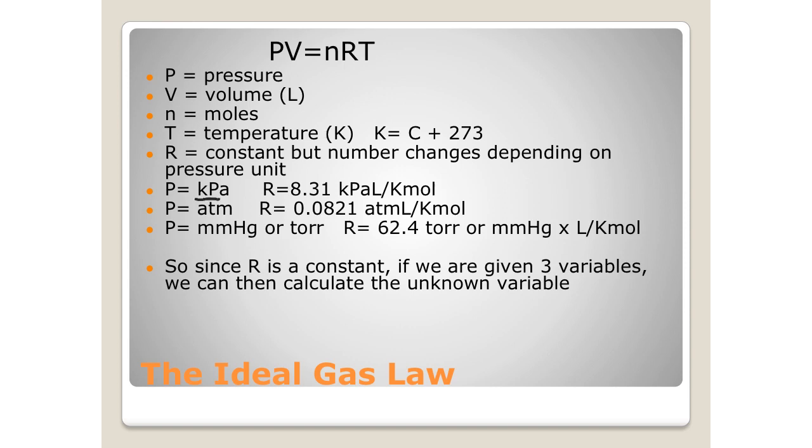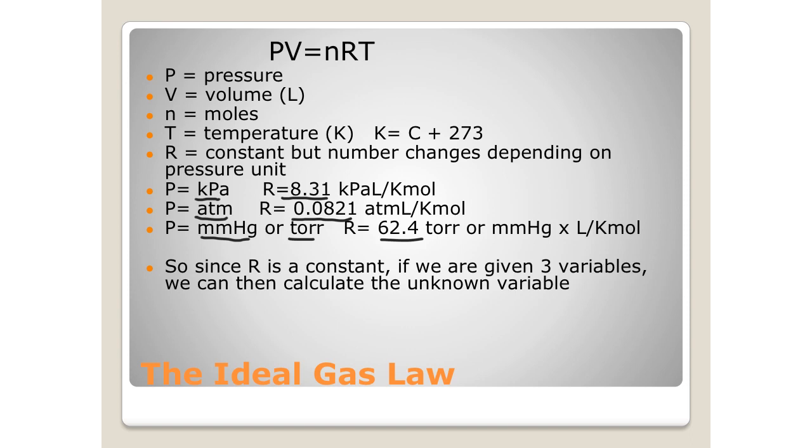So when your pressure is in kilopascals, you have to use 8.31. When your pressure is in atmospheres, you have to use 0.0821. And when your pressure is either in millimeters of mercury or torr, they both are the same amount, then it has to be 62.4. So since R is a constant, if we are given three variables and we have R, we're going to be able to calculate the unknown variable. So the ideal gas law becomes one of those solve for X types of problems.